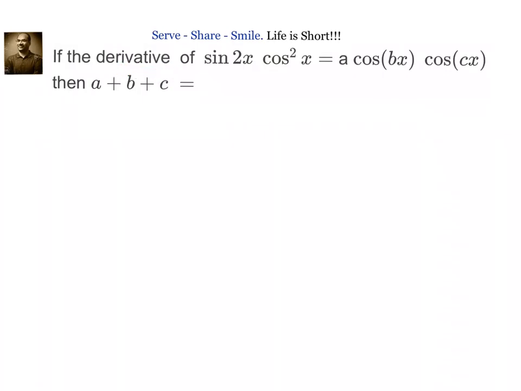If the derivative of sin 2x into cos square x is equal to a into cos bx cos cx, then a plus b plus c equals to how much?